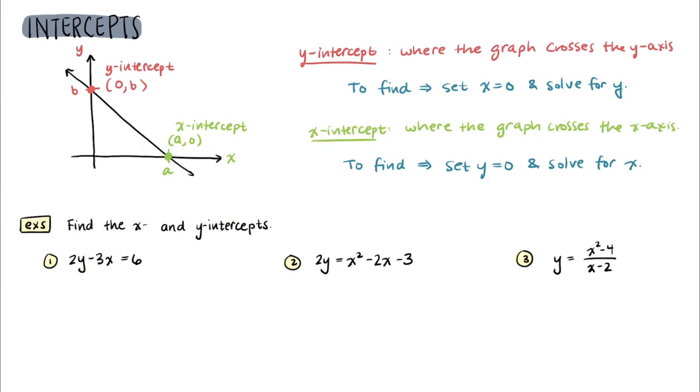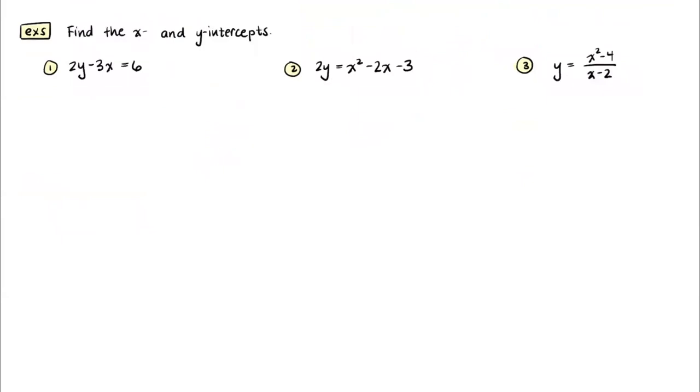Okay, it doesn't matter which order you do them in, let's do the y-intercept first. It tends to be the easiest, so I like to start there. So we're going to find the y-intercept first. To find that, we're going to set x equal to 0.